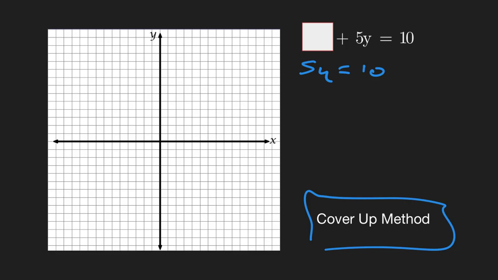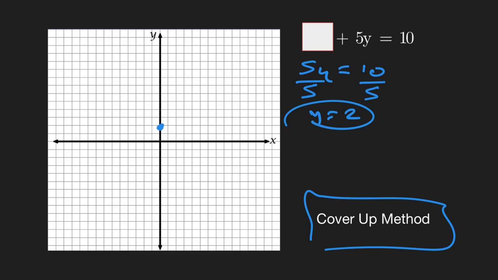How would you solve that one-step equation for y? Divide by 5. Y equals 2. Guys, that's your y-intercept. It's telling you right there that my y-intercept is going to cross the y-axis at positive 2.